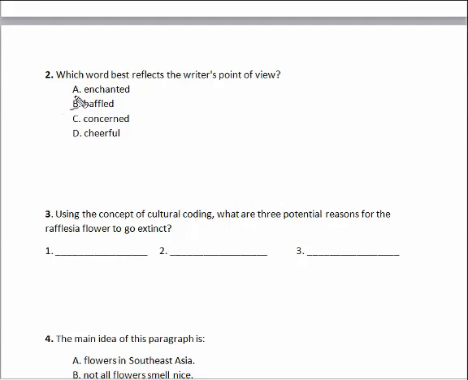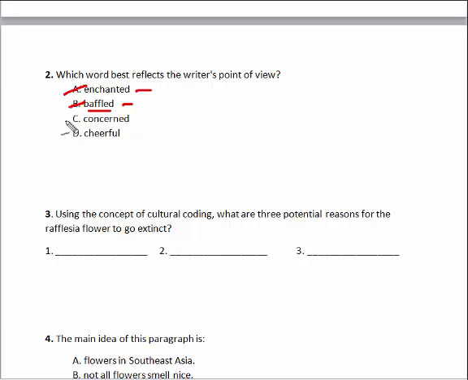Let's start with A. A says enchanted. Enchanted means kind of like fairy tale, glossy-eyed. Wow, awesome. Ooh, that's not really the tone. We can cross that out. B says baffled. Baffled actually means like you're not really sure. Huh? Oh my goodness, I don't get it. That is the wrong tone and can be crossed out right away.